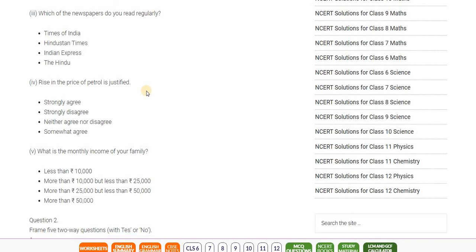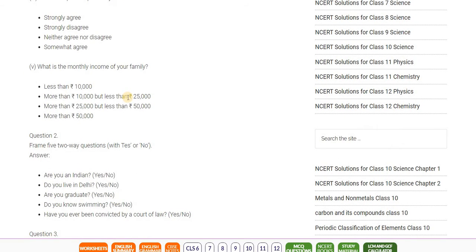Next one, what is the monthly income of your family? Less than 10,000, more than 10,000, more than 25,000, more than 50,000. You can give options like that. Next question, frame a two-way question, meaning a yes or no question. Two-way question: are you Indian? Answer is yes or no.